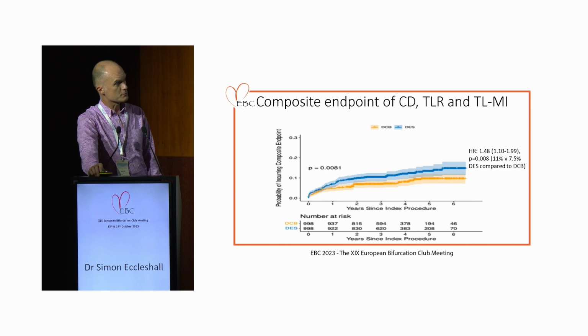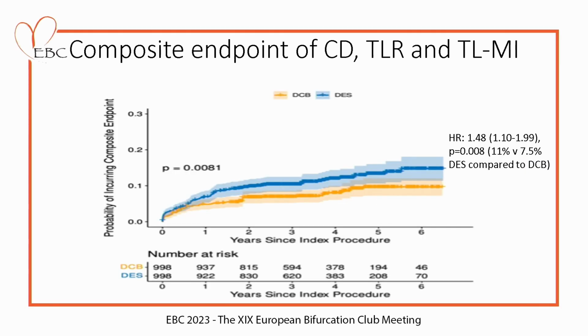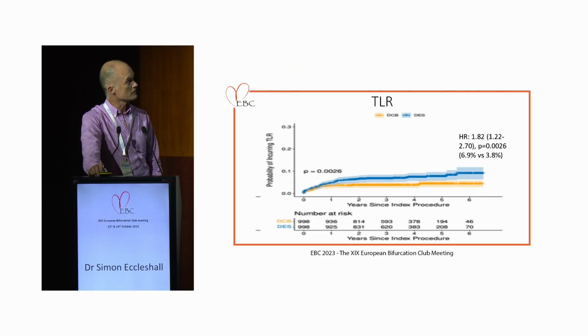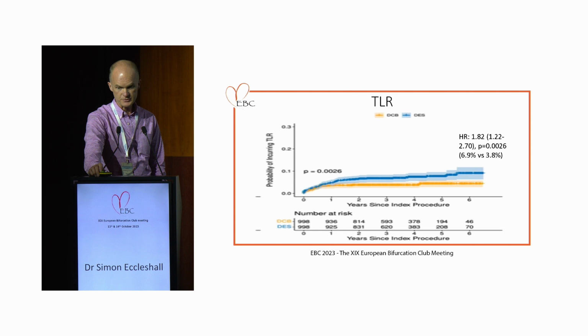So the bifurcation composite endpoint for long-term follow-up of these propensity matched patients, as you can see, shows a significant benefit to DCB as compared to stents. The p-value is there for you to see. Within that, it's mostly driven, interestingly, by TLR, with an increasingly significant difference between the two.